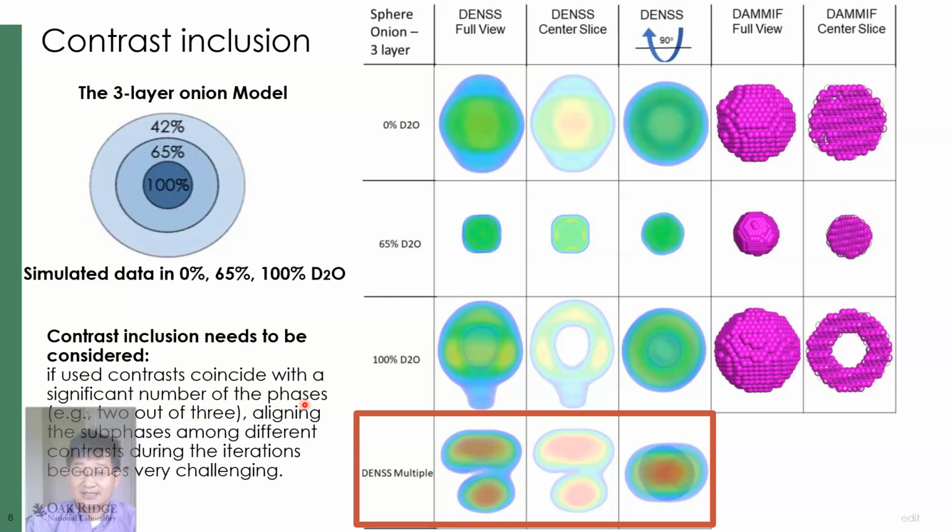So we have found that with DENSS multiple, there is no need to use fully contrast-matched data for a component. You can use a contrast in between those components. Scattering density is more effective.